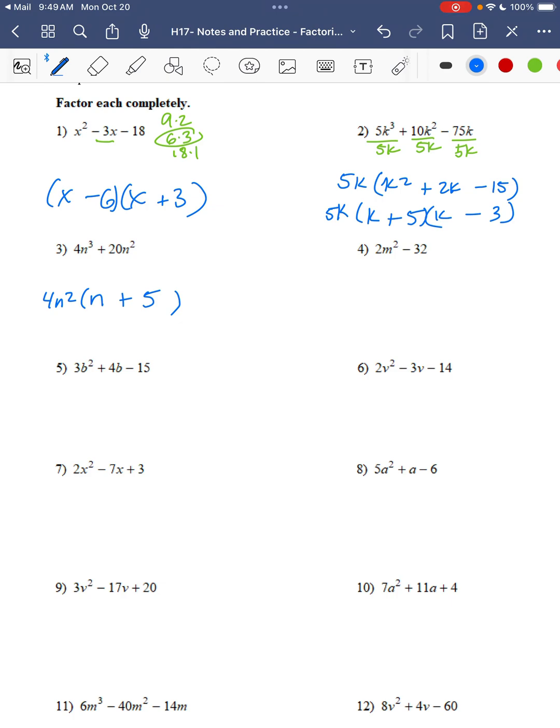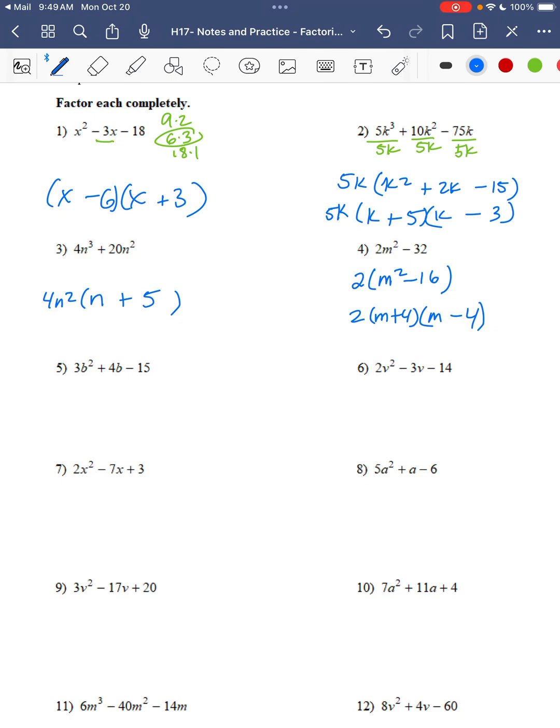With number 4, I notice I have a 2 in common, so I'm going to take that out first. M squared minus 16. And now I notice I have the difference of squares. So notice I have the difference, so subtraction, and I have perfect squares right here. So I'm going to go ahead and factor that. Get m plus 4 and an m minus 4. Okay. All right, now number 5.